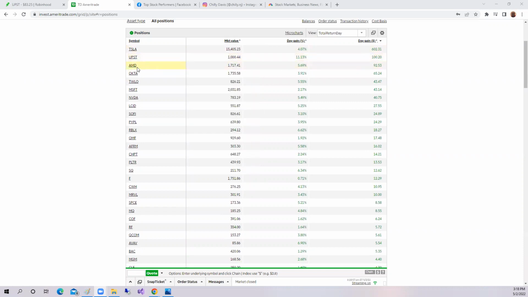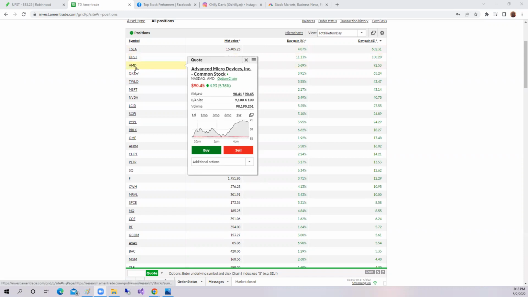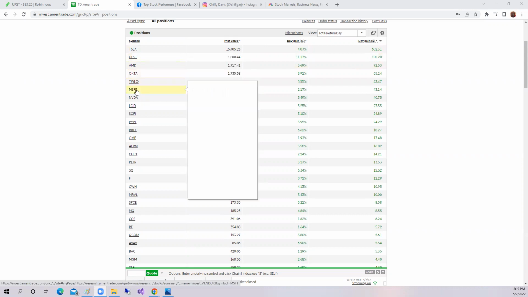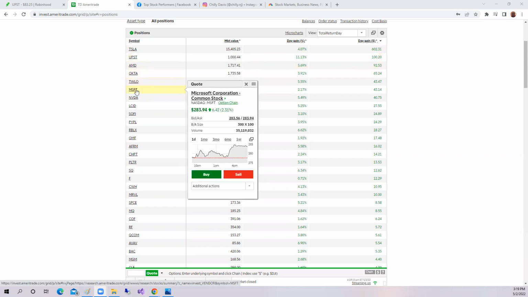In third place, AMD, which will report earnings tomorrow. AMD, Advanced Micro Devices, will report earnings. They were up late today, up 5.69%. And also I did like Microsoft. Microsoft got in on the rally action. They were up 2.17%. So those are some great stocks today.